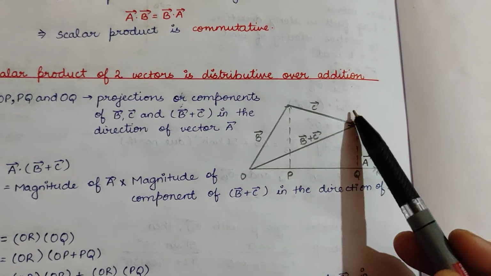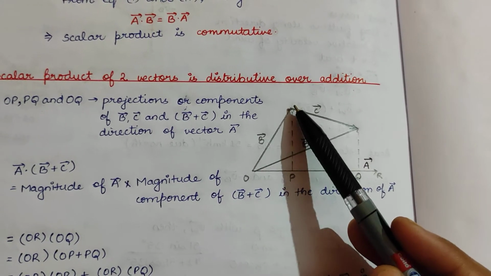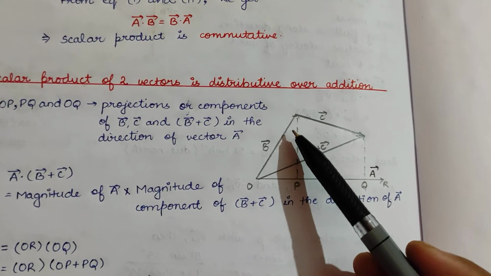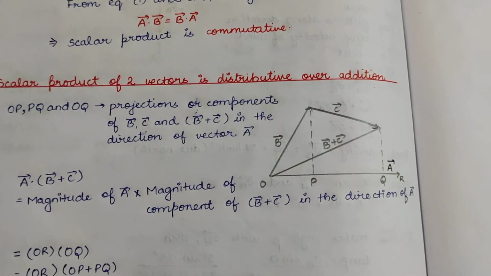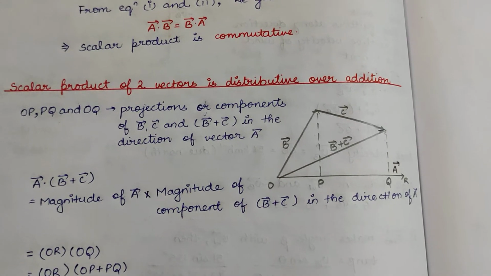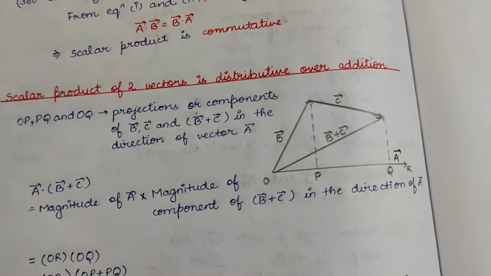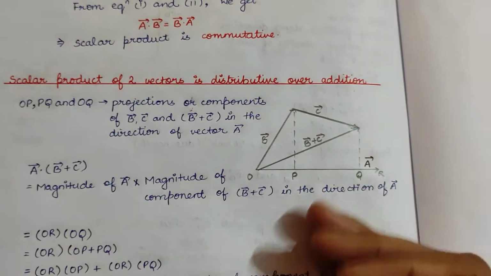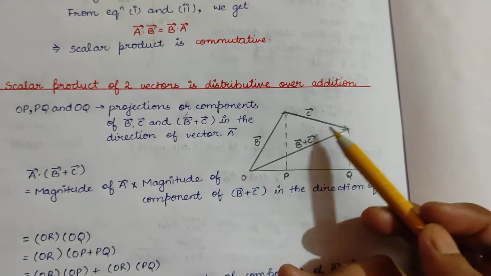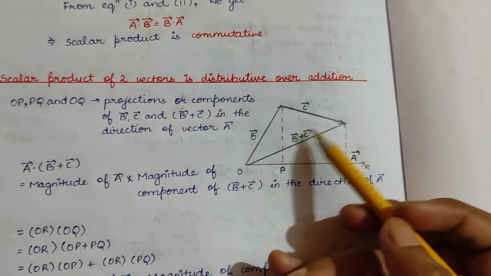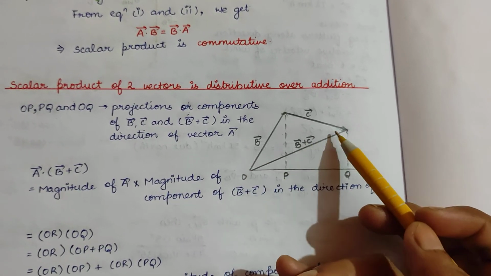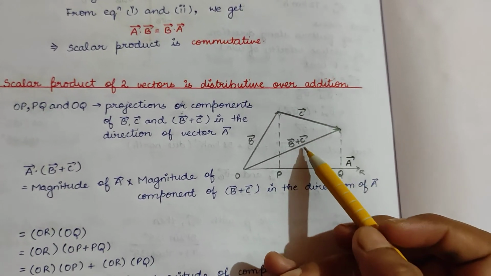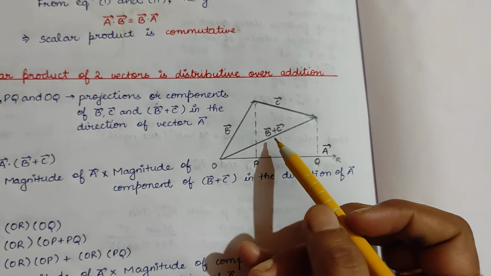Now what will be the resultant? As you can see, vector B and vector C are joined head to tail, and we know according to the triangle law of vector addition that if two vectors signify the two sides of a triangle, then their resultant will be given by the third side of the triangle taken in opposite order. So this will be the resultant of vector B and vector C, and it will give us vector B plus vector C.